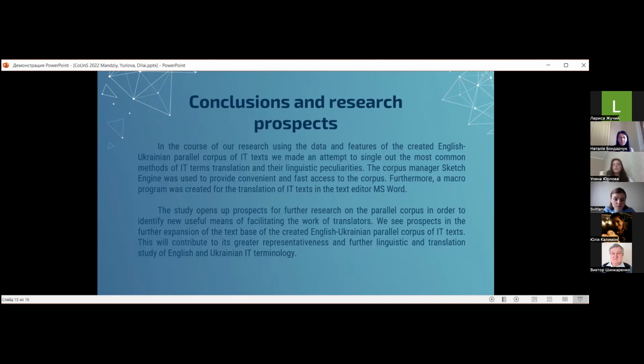The study opens up prospects for further research on the parallel corpus in order to identify new useful means of facilitating the work of translators, and we see the prospects in the further expansion of the text base of the created English-Ukrainian parallel corpus of IT text. This will contribute to its greater representativeness and further linguistic and translation study of English and Ukrainian IT terminology.